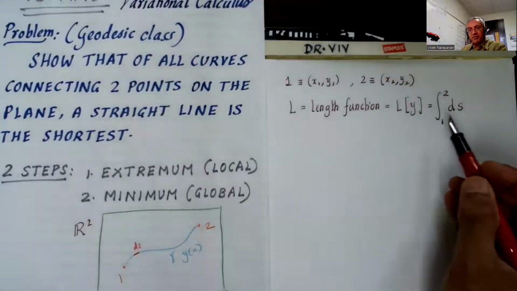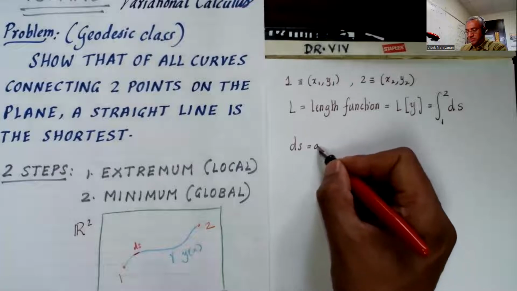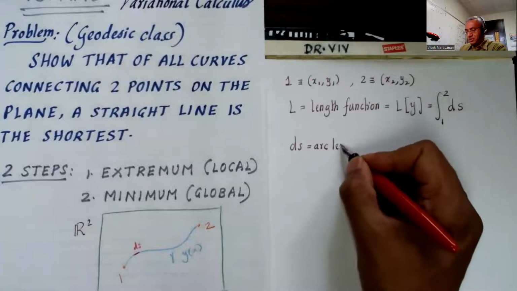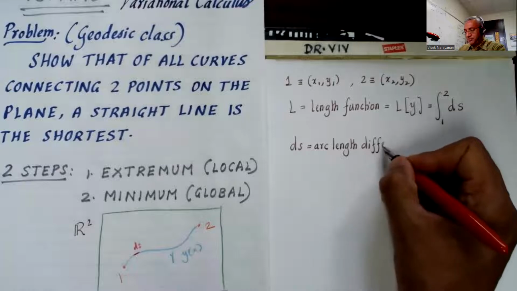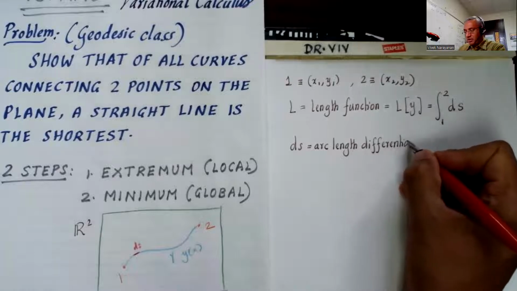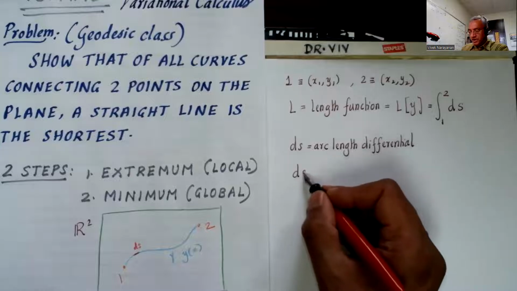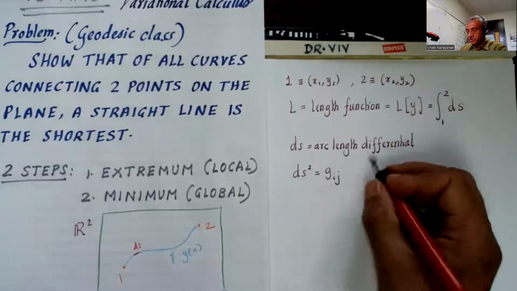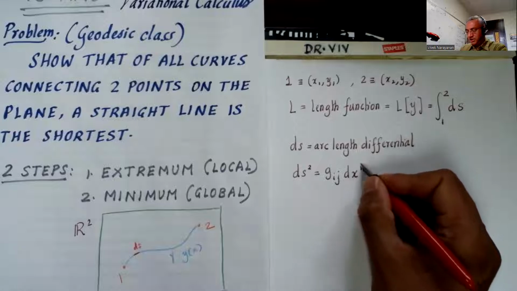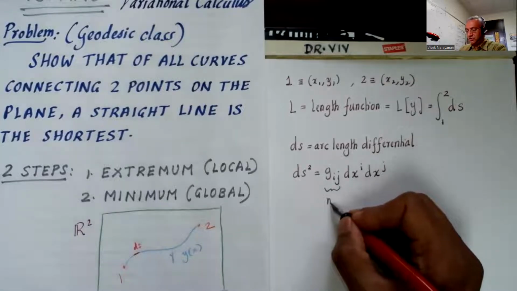So now we have to find a formula for ds. So ds is your arc length. Or more specifically, it's called the arc length differential. What kind of formula can we write for that? Now, in general, you have to write a formula that looks like this. ds squared is g_ij dx^i dx^j, where g_ij is known as the metric tensor.